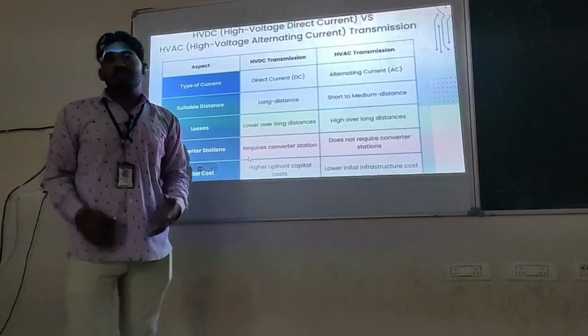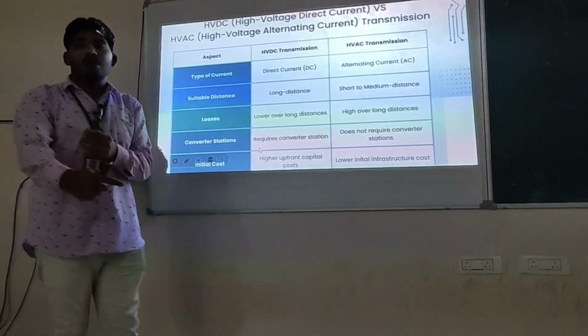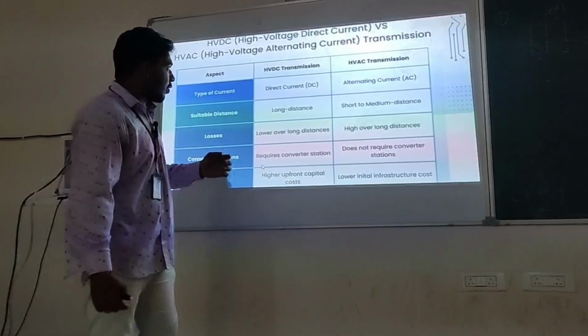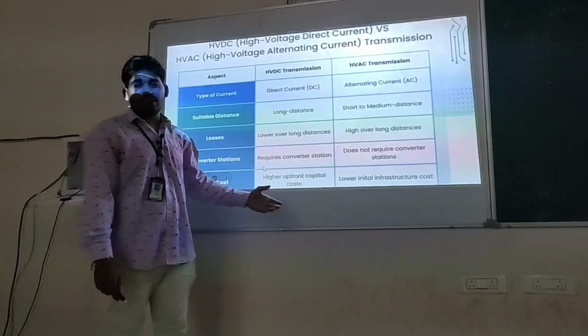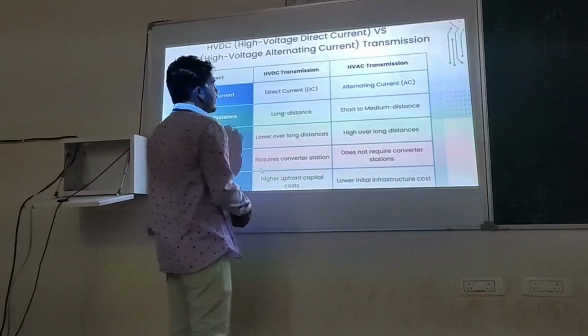So capital cost is nothing but investment. In the initial period, the capital cost is more. So that is one of the disadvantages in the initial period.